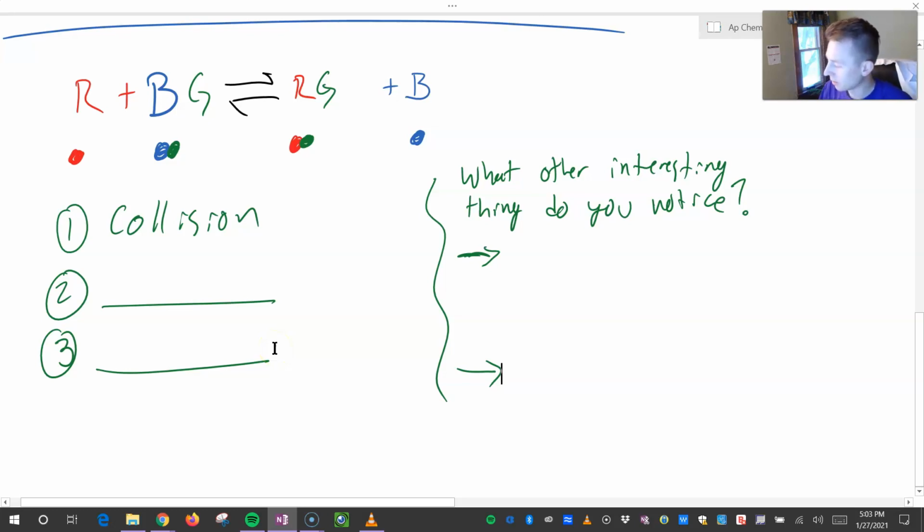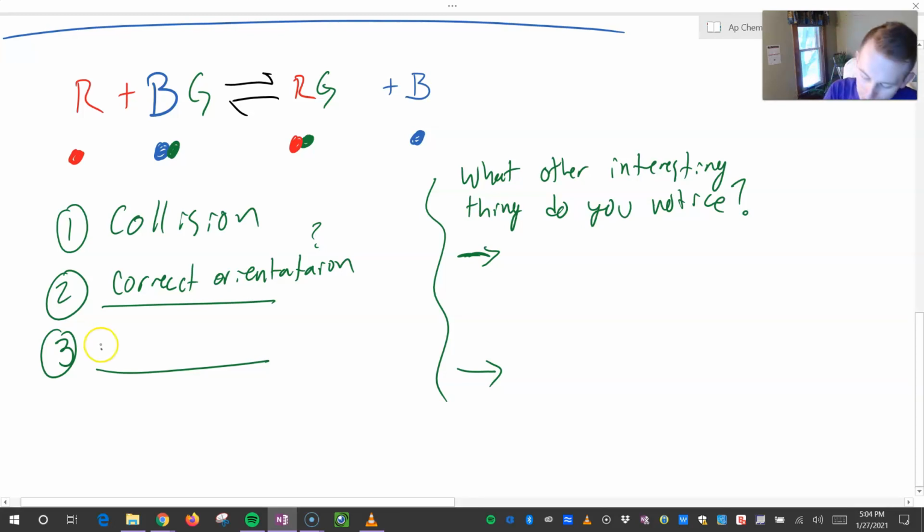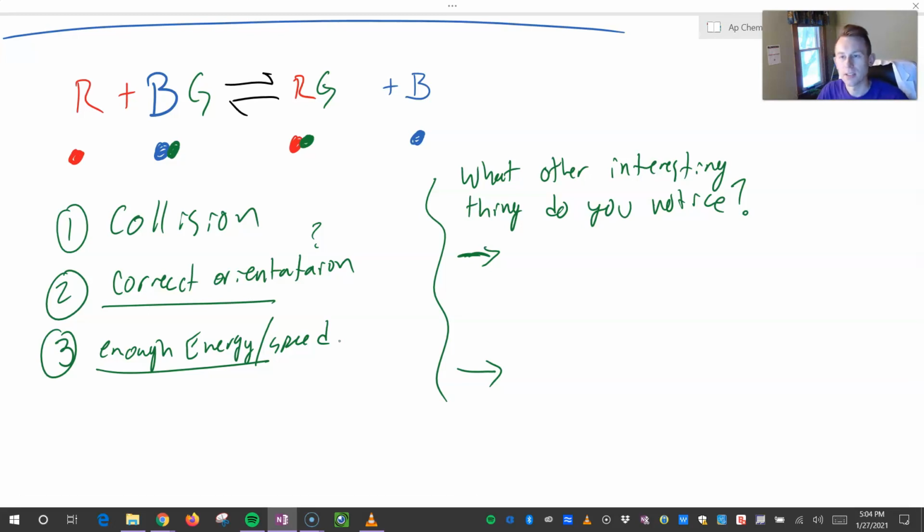We have to have the correct orientation. I don't think that's spelled right. Either way, you get the idea. It has to be in the correct orientation, and have to have enough energy, or speed is what we observed for that. And then anything else interesting that you noticed would be worth noting.